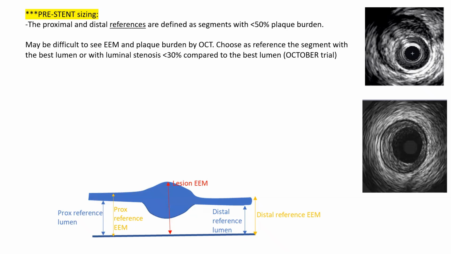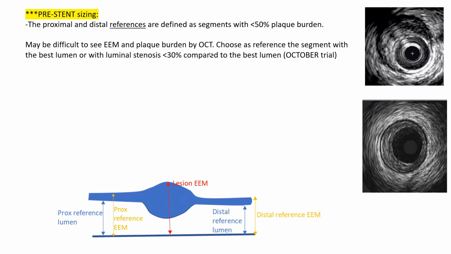Now, another complicating feature here is that sometimes you don't see the external elastic membrane. So it's hard to tell what's the plaque burden and what my reference would be. This is particularly the case with OCT because OCT has less depth penetration than IVUS. And also with OCT, lipid plaque creates a lot of shadowing, so much so that you may not be able to see that external elastic membrane and measure the vessel area and the plaque burden.